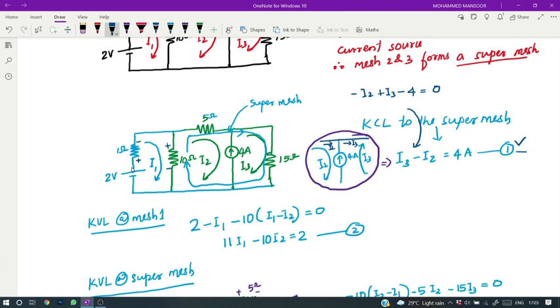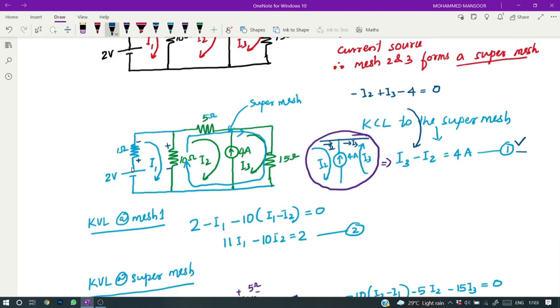When we are writing the KVL equation, we can write it in this manner. This is 2, this is minus I1 and this is minus 10 into I1. Two currents are flowing through the 10 ohm resistor. I1 is flowing in this direction. Since we are considering mesh 1, our assumed positive direction is downward, but I2 is flowing opposite to that one.